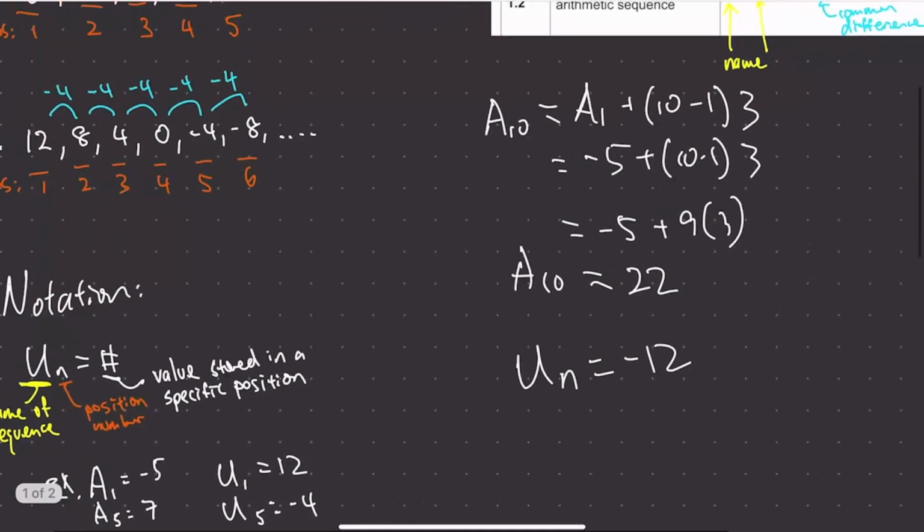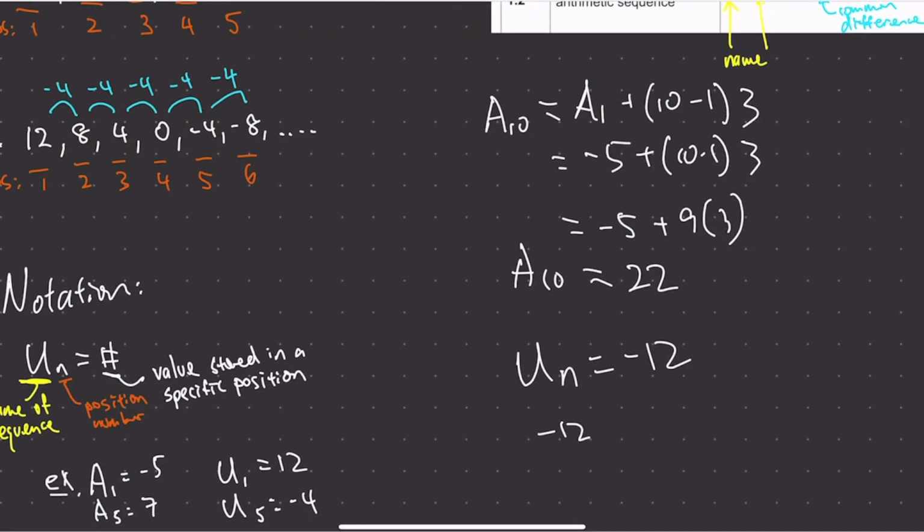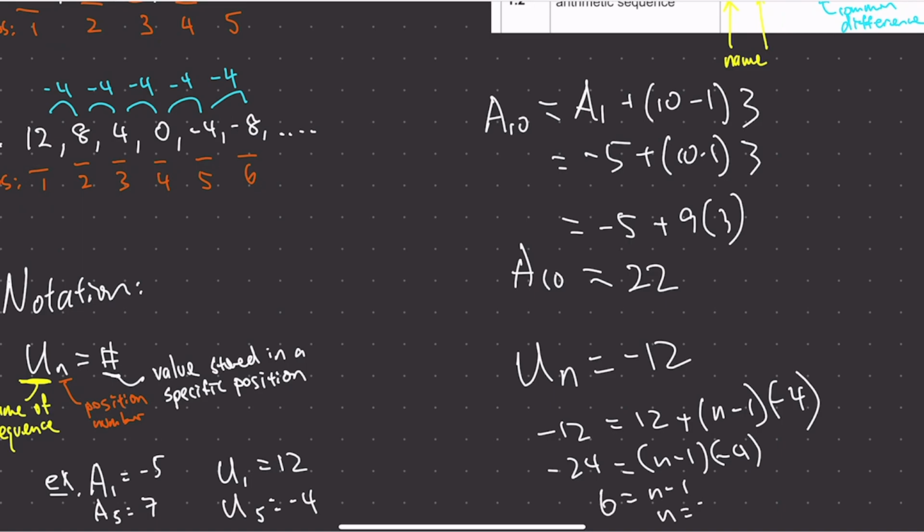So how we use the formula is, we get negative 12 is equal to 12, because it's u1, plus n minus 1 times negative 4. Then we move the 12 to the other side, so negative 24 is equal to n minus 1 times negative 4. Divide by negative 4, so we get 6 is equal to n minus 1, therefore n is equal to 7. So if I want to find in which position negative 12 is stored, it is n equals 7, meaning it's in position 7, okay?